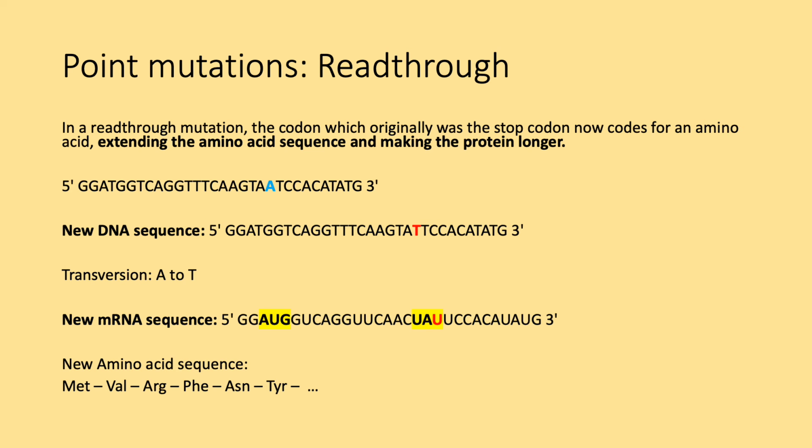In a read-through mutation, the codon, which was supposed to be the stop codon, now codes for an amino acid, which extends the amino acid sequence and makes the resulting protein longer. So this will be a transversion mutation, replacing one adenine base with a thymine base. And as we can see, the GGAUG codon doesn't code for a stop codon, which means the amino acid sequence will continue on.